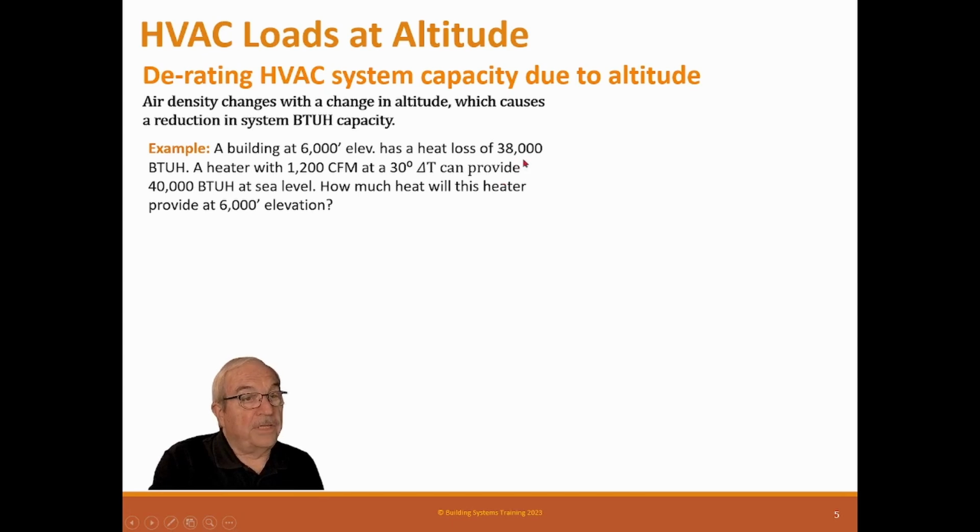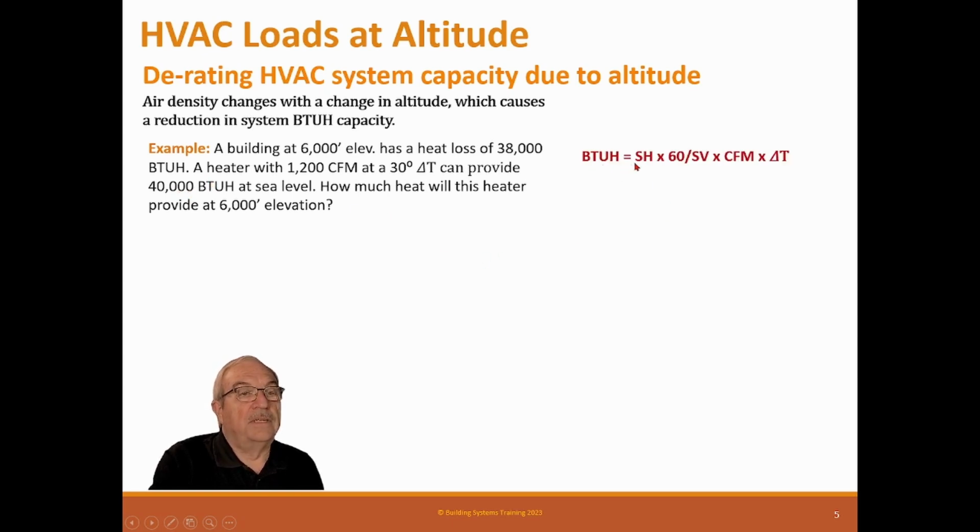So we need 38,000 BTU. That's what the engineer's calculation said we need in heat. This heater will do 40,000, so that should be good. It's got more than required, but what will it have? It'll do this at sea level. What will it do at elevation?